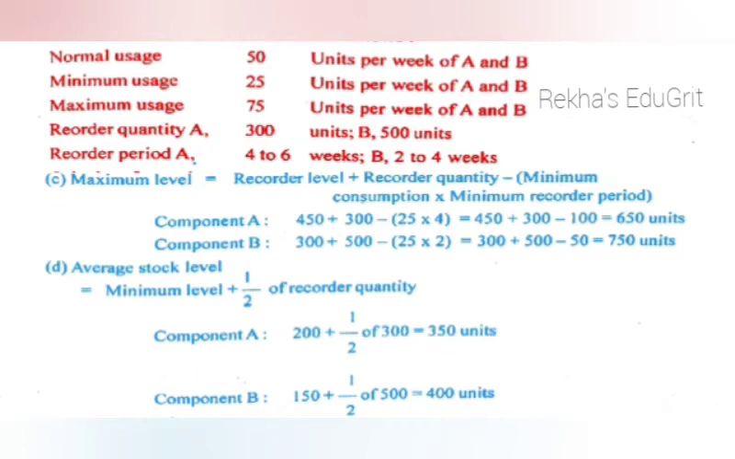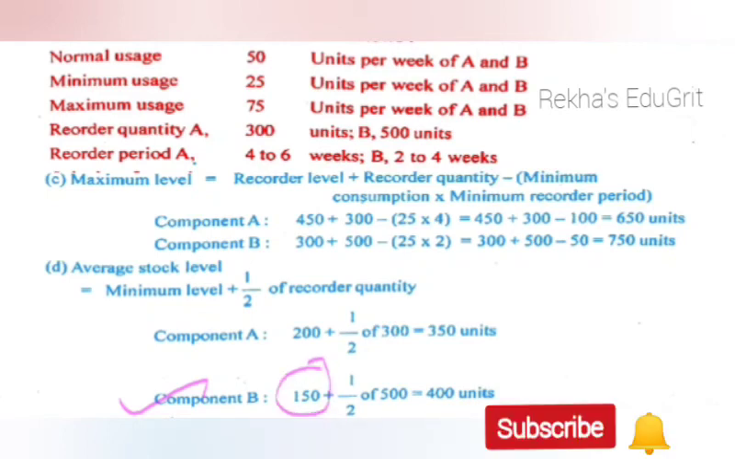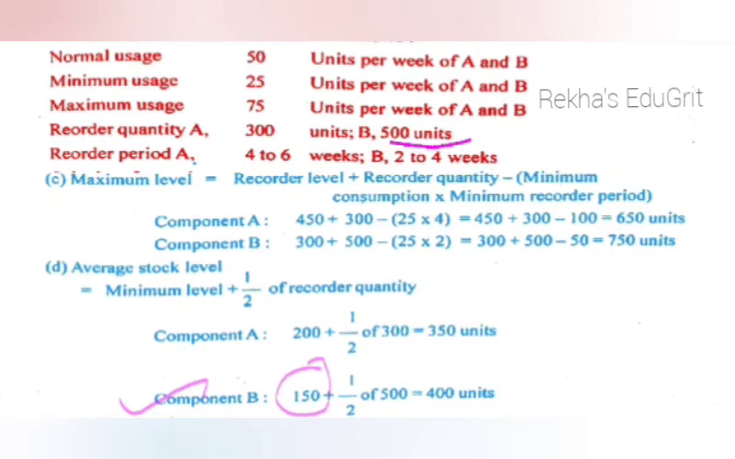Then for component B, the formula is minimum level plus half of the reorder quantity. The minimum level which we calculated earlier for component B is 150. Then half of the reorder quantity: for B, the reorder quantity is 500, so half of 500 we'll get 250. Then 250 plus 150 will get 400 units.